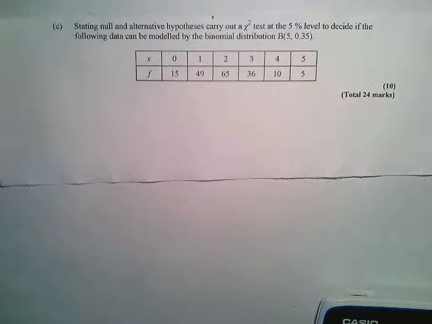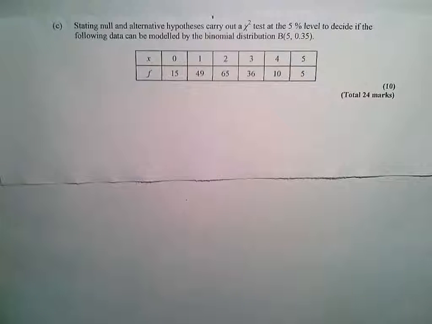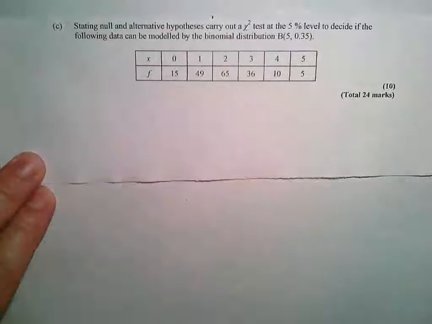Okay, question number 7C. So it's going to take a little bit longer. That's why I wanted to do it separately. Question 7A and B, I already did. So stating an alternative hypothesis, carry out a chi-square test at the 5% level to decide if the following data can be modeled by the binomial distribution.